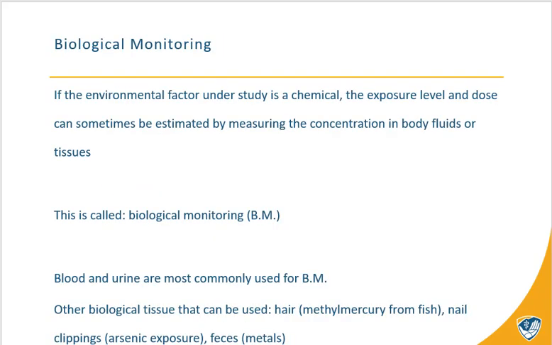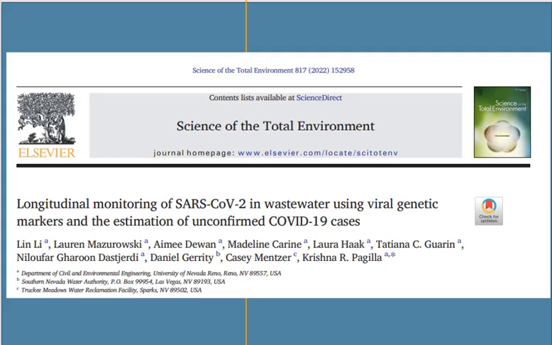Now looking at biological monitoring, if the environmental factor under study is a chemical, the exposure level and dose can sometimes be estimated by measuring the concentration in body fluids or tissues. This is called biological monitoring. Blood and urine are the most commonly used biological monitoring specimens. Other biological tissue can also be used, such as hair, looking at methylmercury from fish, nail clippings, giving an idea about arsenic exposure, and feces to look at metal exposure.